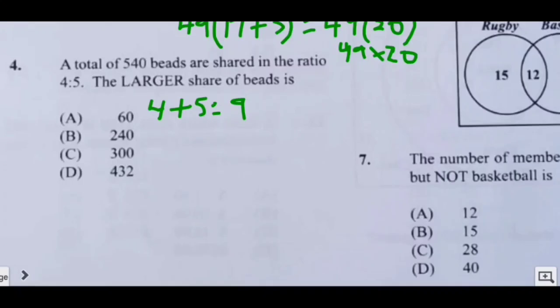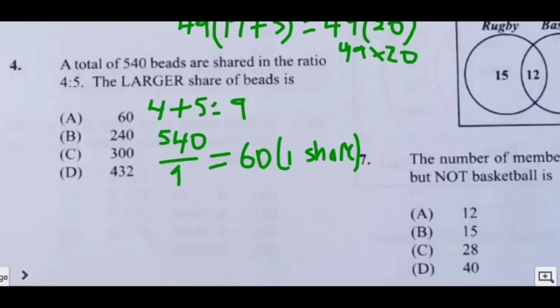We know there is a total of 540 beads. So if we divide the 540 by 9, that gives us the portion of one set of beads. So 540 divided by 9 would give us 60, which is for one share. And we're being asked to find the larger share, which is the 5. So if we multiply 5 by the portion for one share, that gives us 5 times 60 is equal to 300. And that is the larger share, which gives us C.